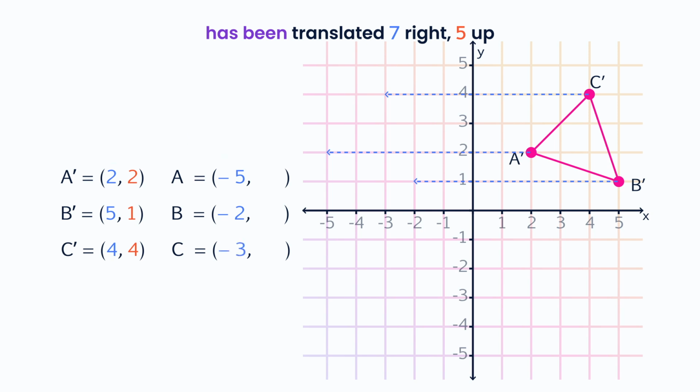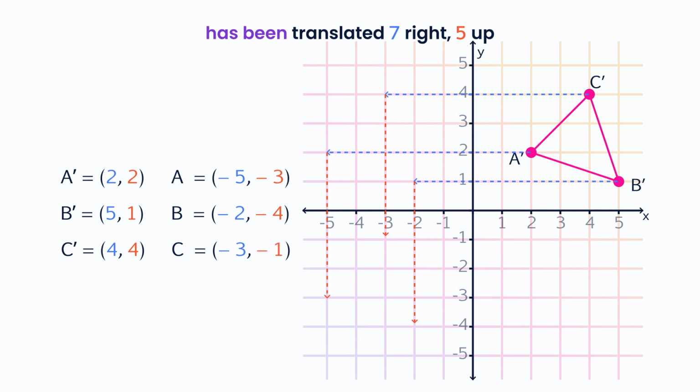Then, you calculate the y-coordinates of the original triangle, ABC, by subtracting 5 units from the y-coordinates of the translated triangle. This time, you subtract 5 units because you move down. The y-coordinate of point A is 2 minus 5, which is minus 3. The y-coordinate of point B is 1 minus 5, which is minus 4. And finally, the y-coordinate of point C is 4 minus 5, which is minus 1.